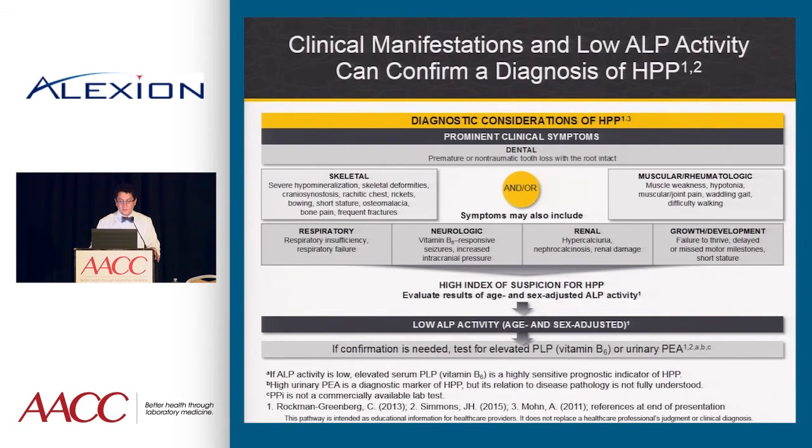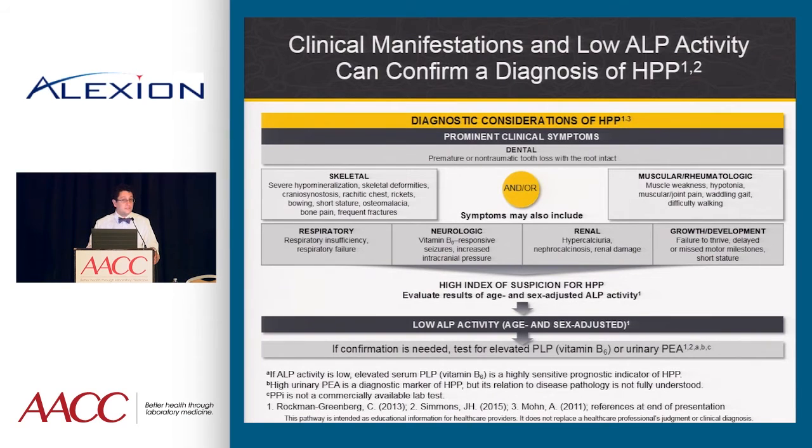We also have this muscle weakness leading to systemic disease: respiratory disease, neurologic disease, renal disease, and growth and development issues, right? So you have to have that high index of suspicion to make the diagnosis. It's a very, very rare disease, so you have to think about the diagnosis in order to make it.